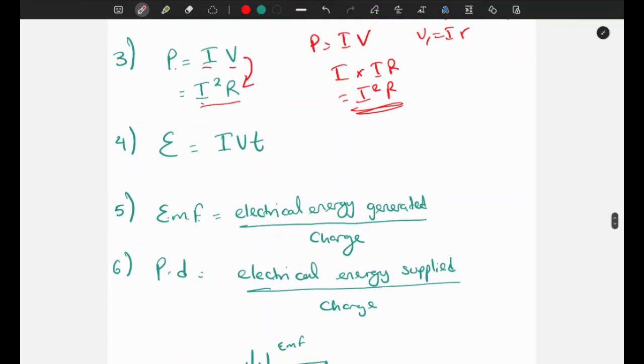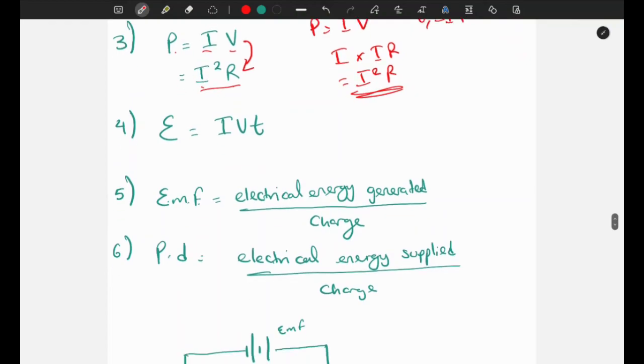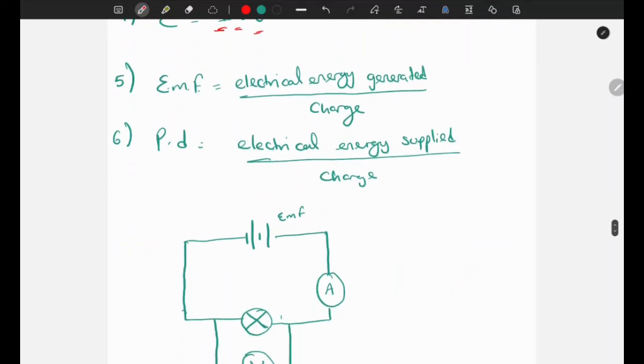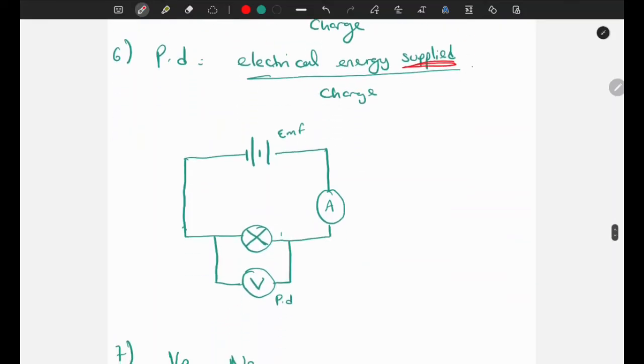The next one is electrical energy. Electrical energy is IVT, the current times voltage times time. Now EMF. EMF is the electrical energy generated per unit charge, and it's measured in volts. Potential difference is almost the same, but there's a slight difference. Potential difference is electrical energy supplied per unit charge. So the difference is supplied and generated. I'll explain the difference. This is also measured in volts.